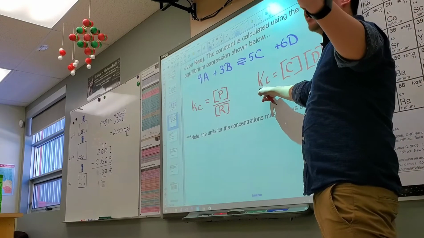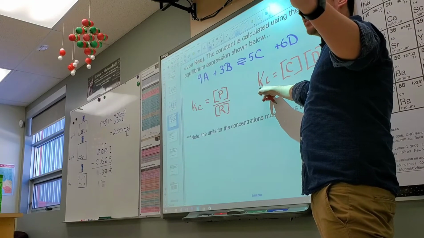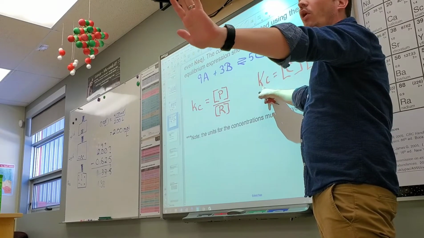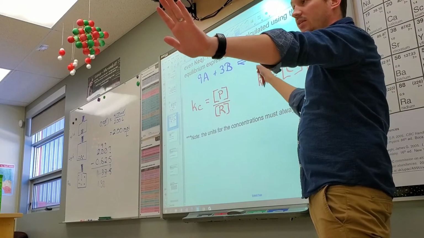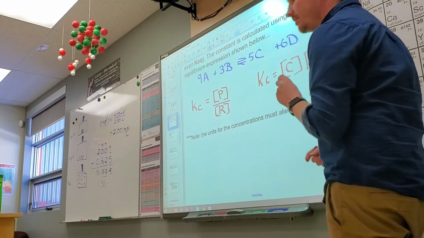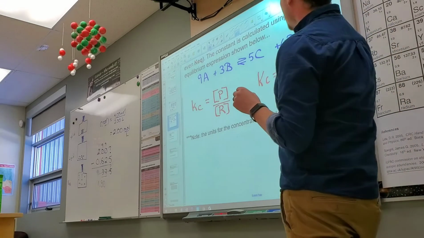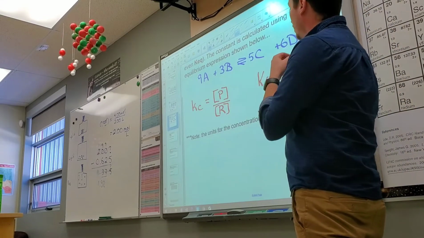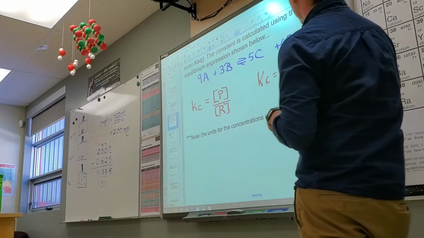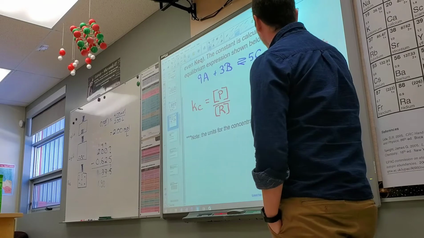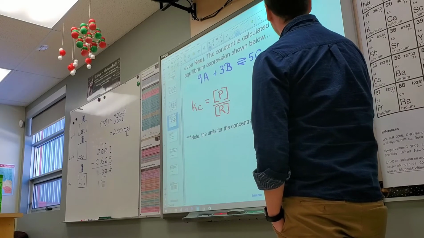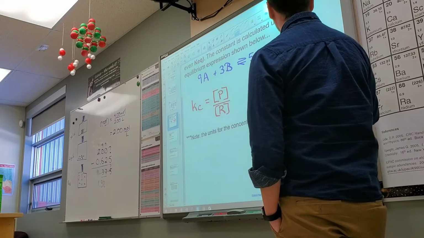Kc just stands for equilibrium constant. That's all it means. This is a constant. This is a number that will always hold for this particular chemical reaction at this specific temperature. Okay? So C and D, what's the coefficient on C? 5, so it's raised to the power of 5. What's the coefficient on D? 6, so it's raised to the power of 6. And we've got A raised to the power 9, and B raised to the power 3.